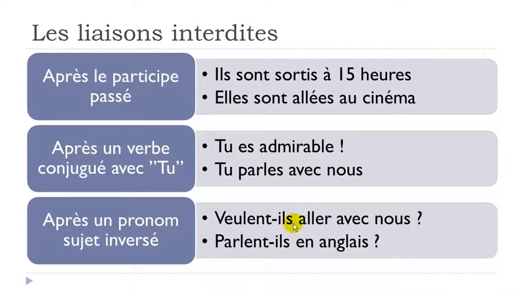But then the rule goes like that. If you've got this structure, in which your pronoun is coming after your verb because it's a question, then you don't make the liaison, okay? Veulent-ils aller avec nous? Okay? Exactly the same thing here. Parle-t-il en anglais, okay? So no liaison after your pronoun, just because the structure is like that. First you've got your verb, then your pronoun, then you don't make a liaison.